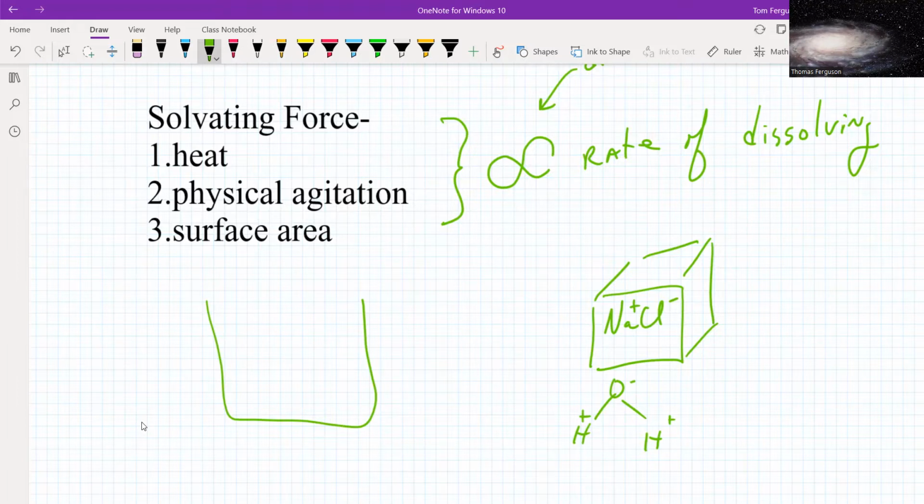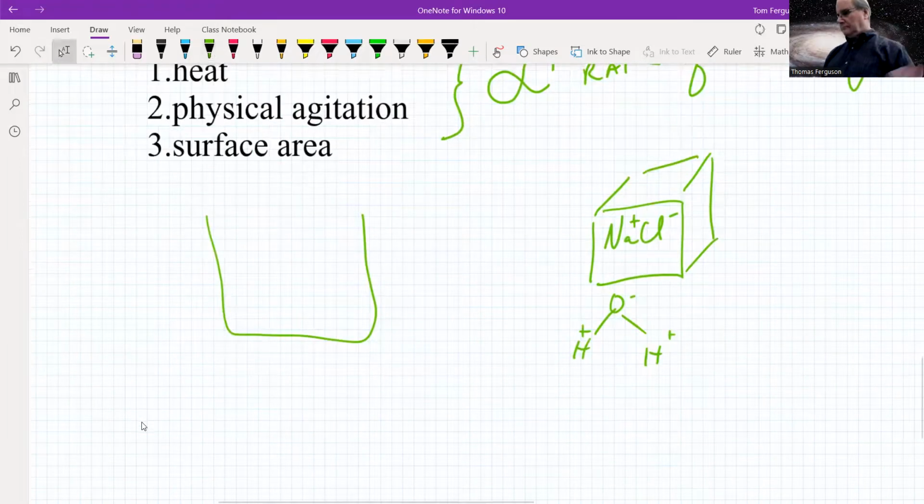So what is one way of measuring heat? You all know this. How do you measure heat? Thermometer. And what does the thermometer measure? Temperature.